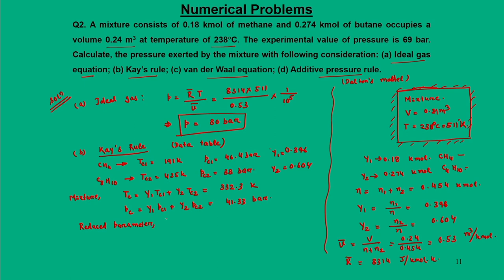So, this reduced parameter means we have to find out TR. TR is nothing but T by TC. So, T is 511, TC is 332.3, this number is 1.54. Then we have VR, that is V bar PC by R bar TC. And V bar you already know is 0.53, so the VR number would be 0.794. So, TR and VR then will give you Z is equal to 0.88. How? You have to use the compressibility chart.